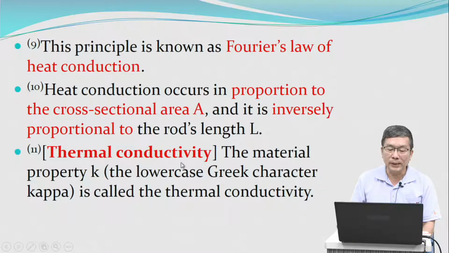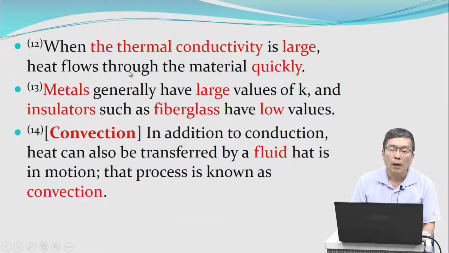Thermal conductivity: the material property kappa, the lowercase Greek character, is called the thermal conductivity. When the thermal conductivity is large, heat flows through the material quickly. Metals generally have large values of kappa, and insulators, such as fiberglass, have low values.